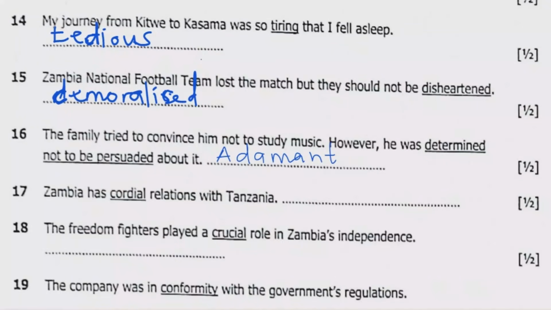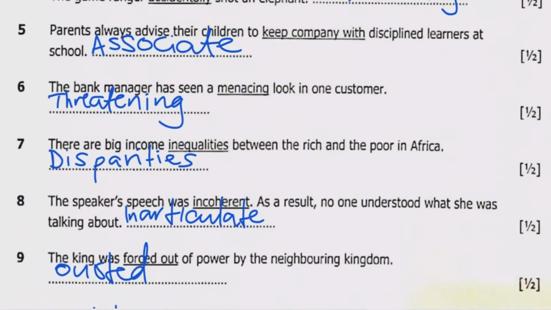That's the word adamant. Question 17: Zambia has cordial relations with Tanzania. So what is cordial? Let's look for the word that means the same as cordial relationship.